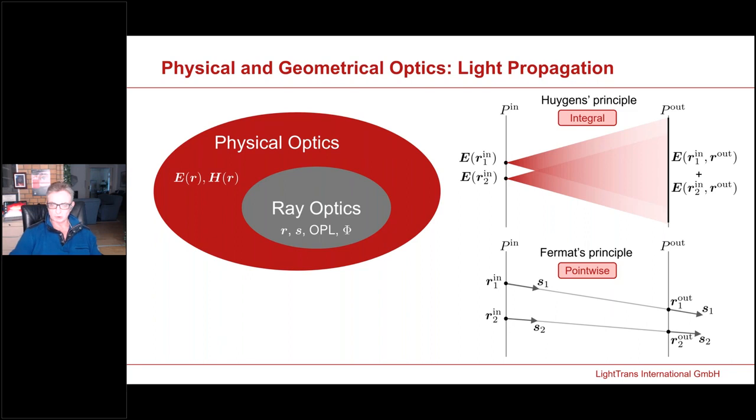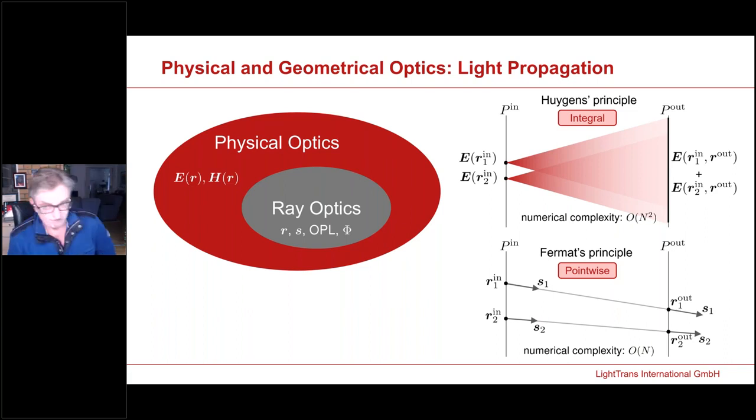So I come to the conclusion that it's probably a good idea to first look at numerical complexity. Numerical complexity here, for the integral, is n to the power of 2, so n sampling points, integration n to the power of 2, whereas of course pointwise is linear in n. So that's also cool. And that's, by the way, a good reason why ray tracing is often faster than physical optics. If you do ray tracing or if you do Huygens integral, then it's much, much, much faster because this is quite some difference here.